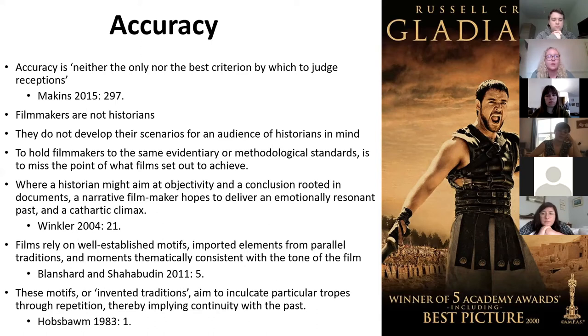War scenes can only really be played out in a certain number of ways. So you get that same feeling between Gladiator and a lot of, say, Second World War films for the big battle scene at the beginning. The motifs are very, very similar. And so these motifs or invented traditions, they are trying to repeat these tropes over and over and over again. And if you repeat it enough times, it becomes a fact to the general populace, which is what we're about to see now.